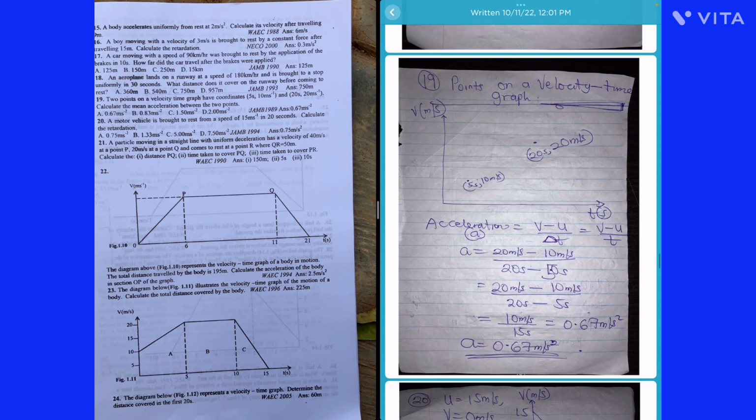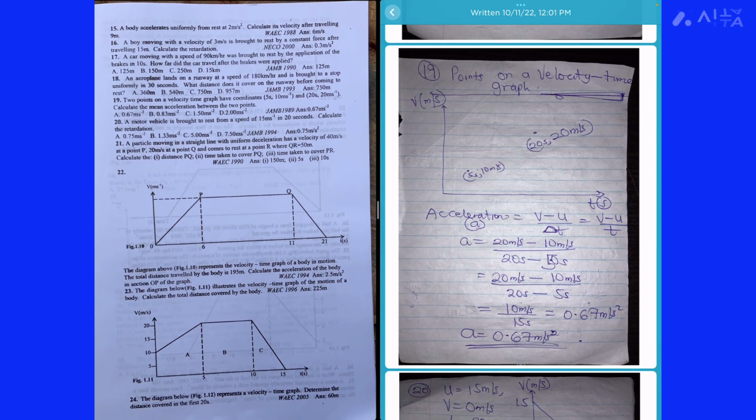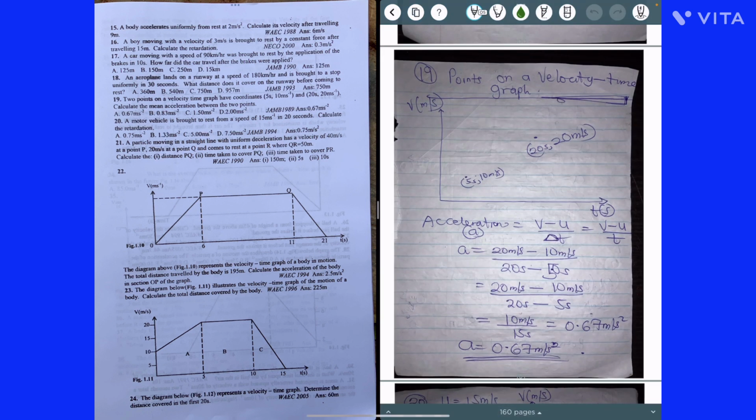You now see I've drawn here the coordinates, as you can see, like this. So the question says we should find the acceleration between these 2 points. The acceleration between these 2 points is change in velocity, which is the vertical, change in y, over what? Change in horizontal, which is change in time.